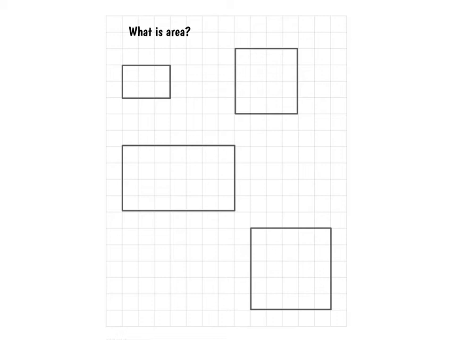Alright, boys and girls, so we need to review what area is. When Mrs. Hanson was teaching you, boys and girls, she taught you that the area is the amount of space inside a shape. So the area is the inside. So how many squares are on the inside of this shape? 6. Correct. I have 1, 2, 3, 4, 5, 6. So the area of this shape is 6 square units.